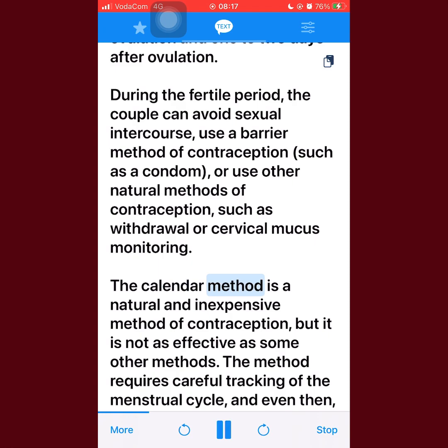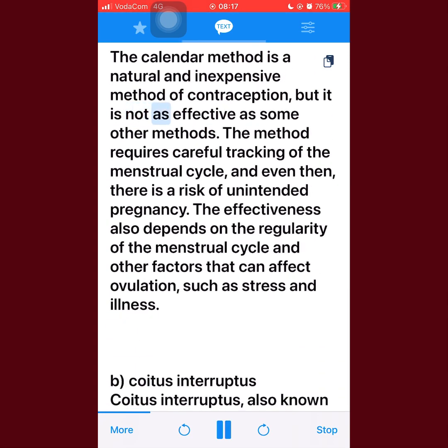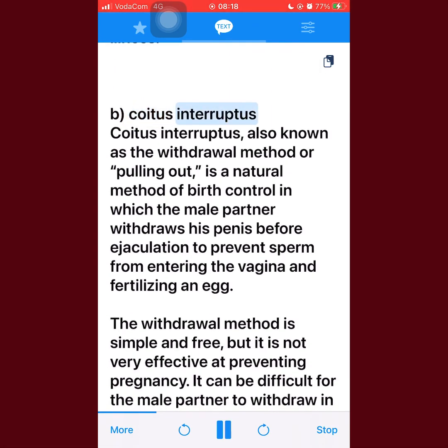The calendar method is a natural and inexpensive method of contraception, but it is not as effective as some other methods. The method requires careful tracking of the menstrual cycle, and even then, there is a risk of unintended pregnancy. The effectiveness also depends on the regularity of the menstrual cycle and other factors that can affect ovulation, such as stress and illness.